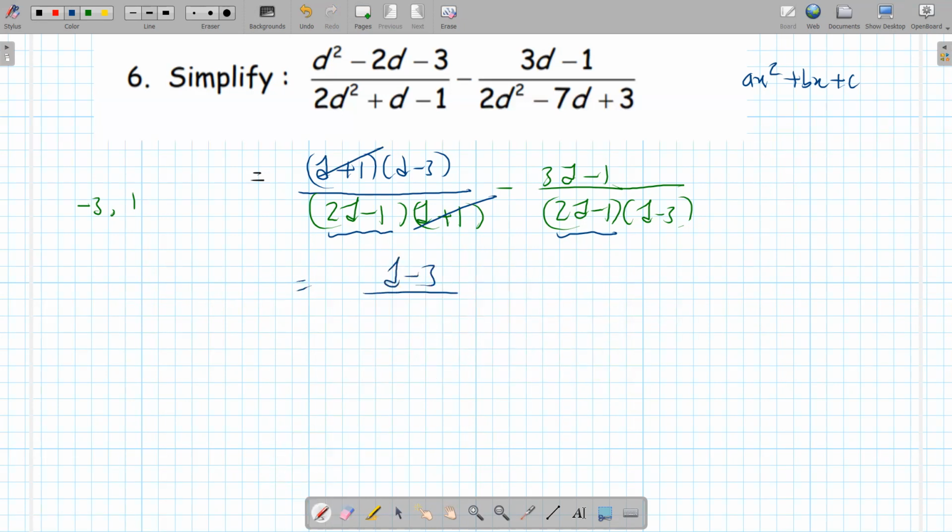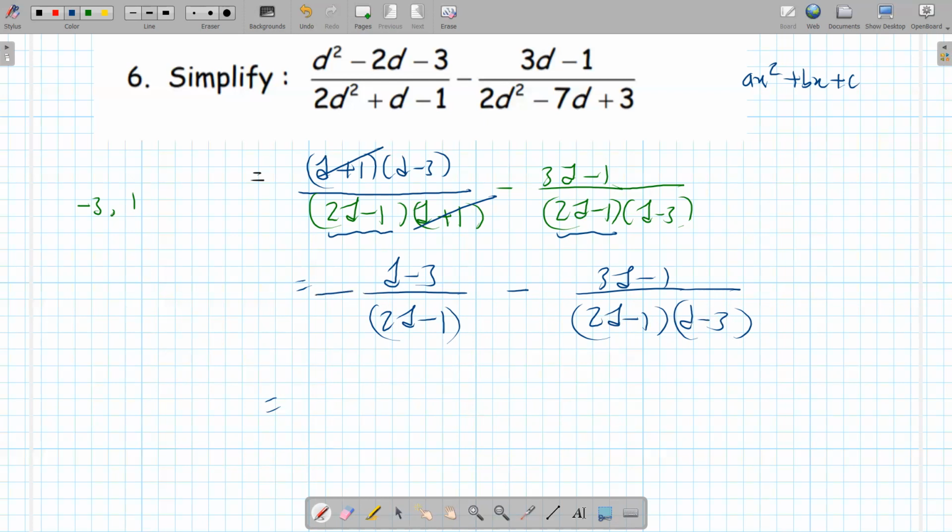So our term becomes this. D minus 3 over 2d minus 1 minus 3d minus 1 over 2d minus 1 times d minus 3. Now what's the lowest common denominator? It's just 2d minus 1 and d minus 3, right? So it's this guy. All right. So what does this guy need? This guy needs an extra d minus 3, right? So you just add it in the bottom. But when you add it in the bottom, you have to add it in the top as well. Right. Okay, there we go.